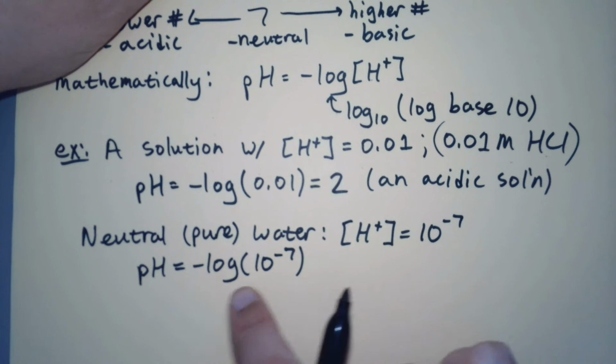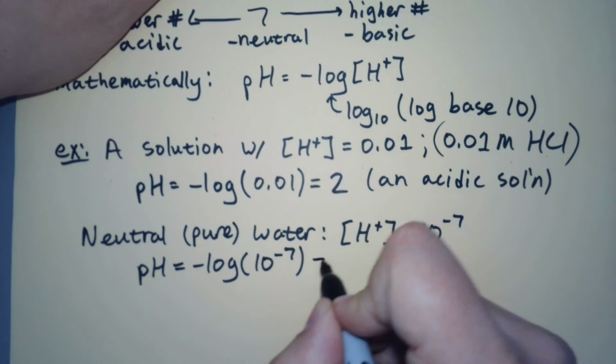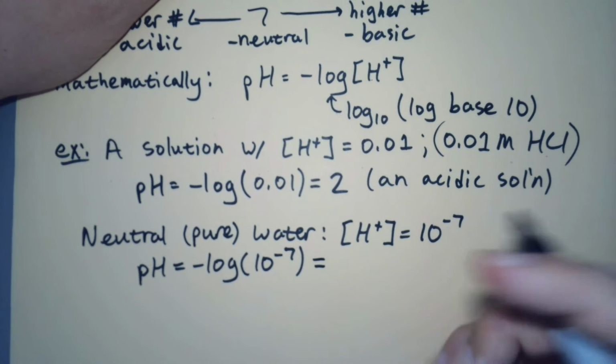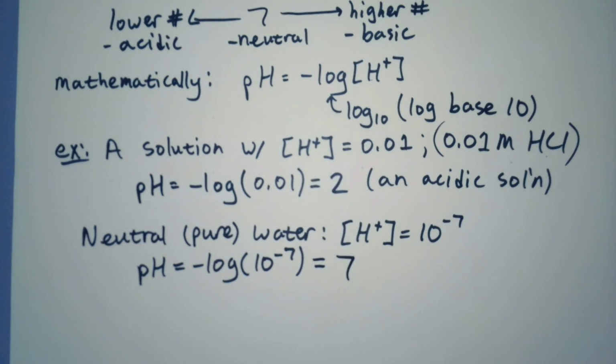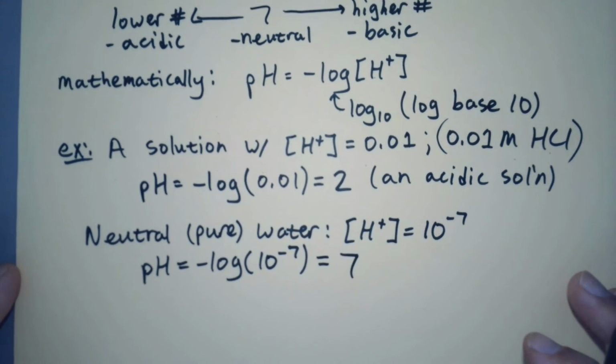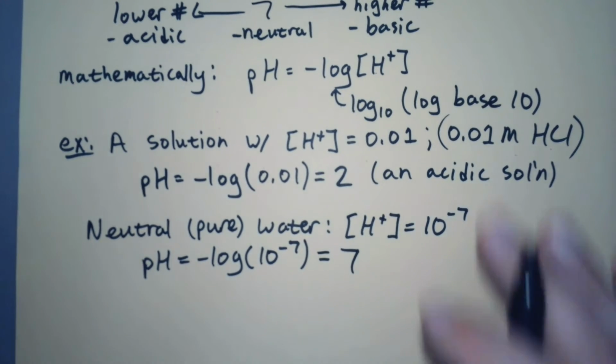Alright, so negative log of 10 to the negative 7. If you punch this up in your calculator, you should get a 7. So make sure you're getting good at that, and I'll give you plenty of opportunity to practice on the practice sheet. It's only 2 calculations we're doing here. This is the first one.